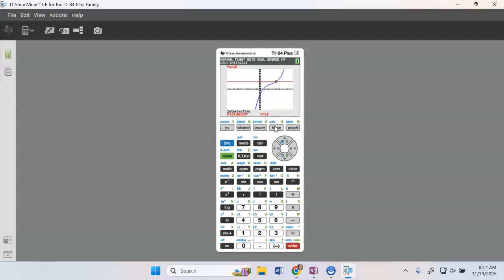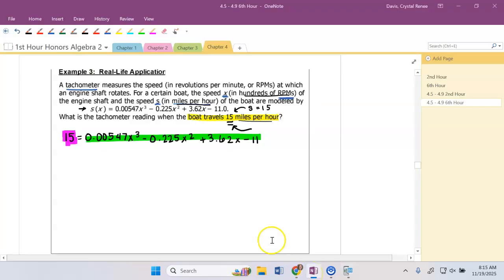Okay, there's my intersection. So we knew my y would be 15, but my intersection is when x equals 19.863. So I can go back here and say my x is about 19.863. Now we're not done yet because we need to clean this up a little bit more.